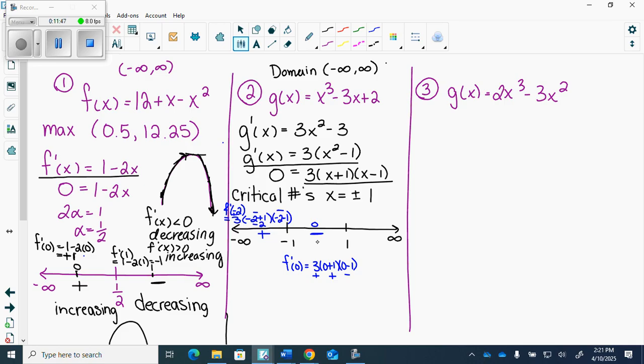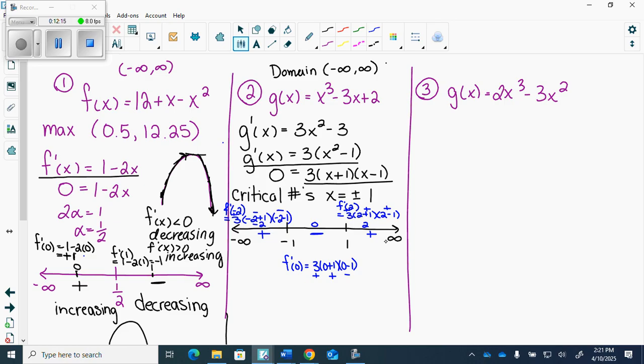And then say I run 2. So now I need f prime of 2. So I'm going to get 3 times 2 plus 1 times 2 minus 1, which is a positive times a positive times a positive, which is a positive. Now it doesn't always go positive, negative, positive. It could go positive, negative, negative. It could go positive, positive, positive.